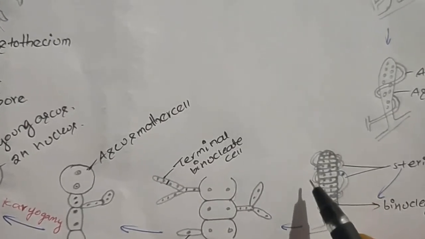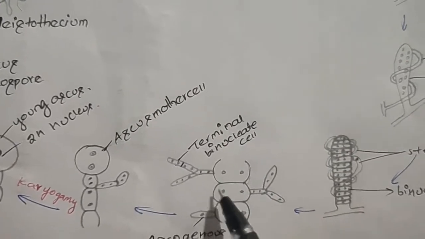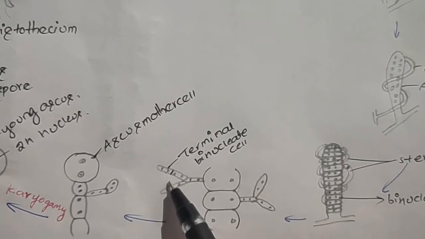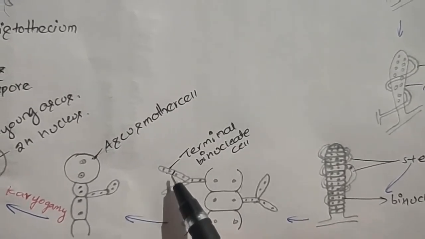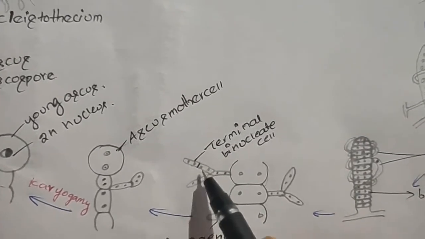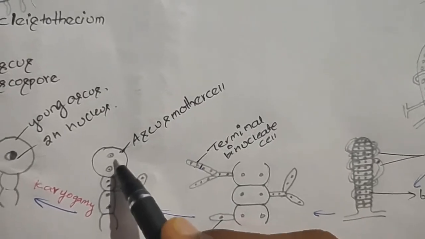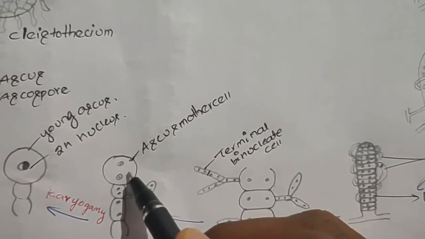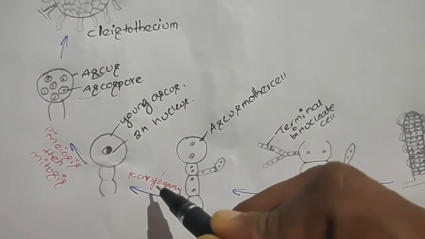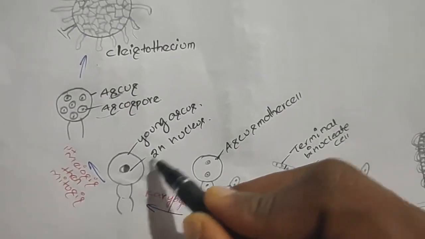ascogonium project out by the formation of multicellular, branched ascogenous hyphae, whose cells are also dikaryotic. The apical cells of the dikaryotic mycelium swell up and function as ascus mother cells. The apical cells of the binucleated cells swell up and function as ascus mother cells. This ascus mother cell, which contains two nuclei, undergoes karyogamy. Karyo is nucleus, gamy is fusion, to form a diploid nucleus.